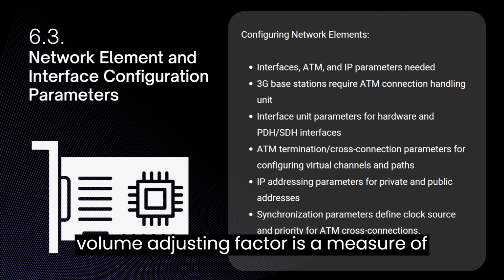And interface unit parameters are related to hardware and PDH SDH interface units for transmitting ATM. PDH SDH interface parameters configure a PDH SDH terminal and include testing parameters. For ATM termination or cross connection, parameters are the largest group and configure virtual channels, paths, and their connections following ATM Forum or ITU recommendations. And for IP addressing, parameters define private and public IP addresses and the routing table. And lastly, synchronization parameters define clock source and priority for ATM cross connections.